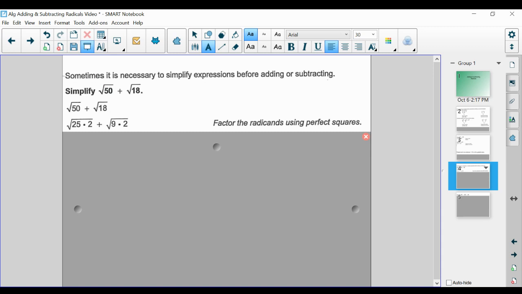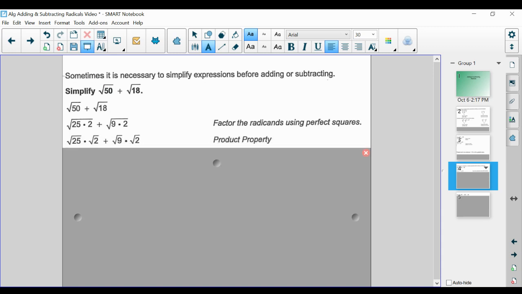So we can factor using the perfect squares. Square root of 50 turns into square root of 25 times 2. The square root of 18 turns into square root of 9 times 2. 25 and 9 are those square roots. We can use the product property. We can break apart each individual radical into 2 radicals getting multiplied together.